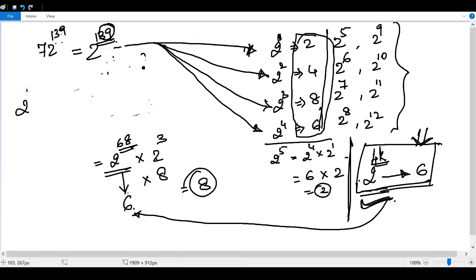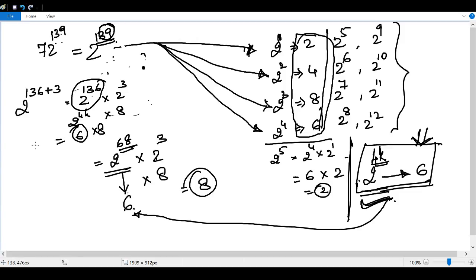So 2 power 139 is nothing but 136 plus 3. So it's 2 power 136 into 2 cube. The 2 power 136, because it falls under the category of 2 to the power of a multiple of 4, the unit digit of this is always going to be 6. And I am left with 2 cube, which is 8. So 6 into 8 will always give me 48, which will end in 8. Now, this is one way, guys. There is another way here.